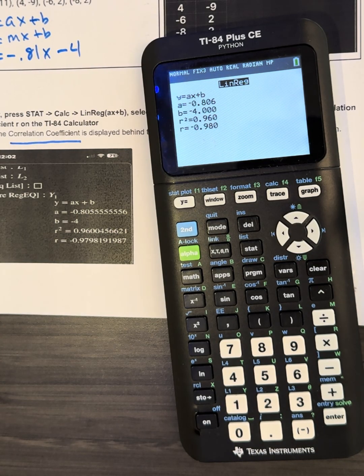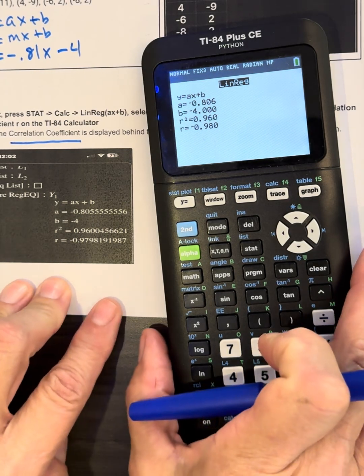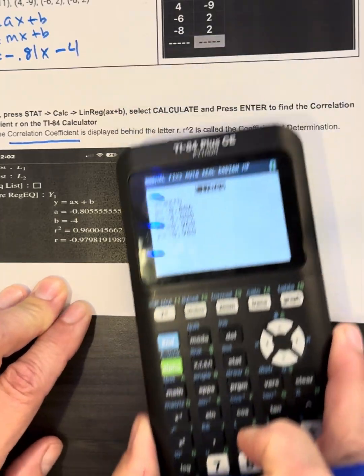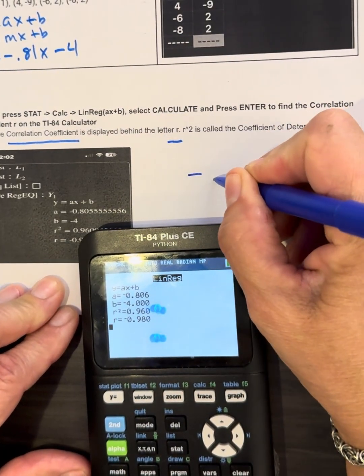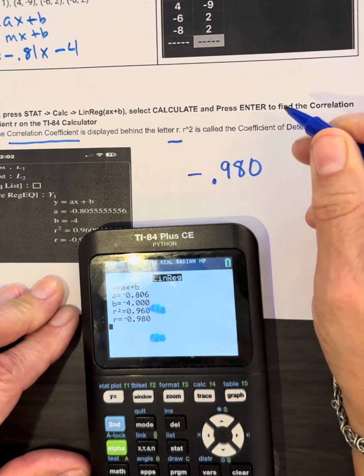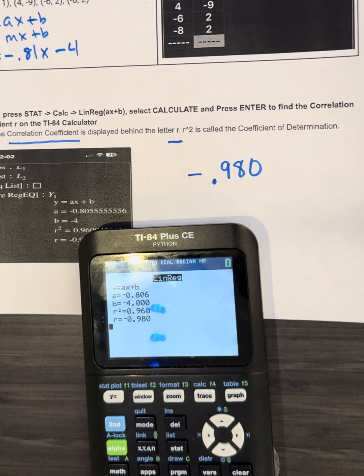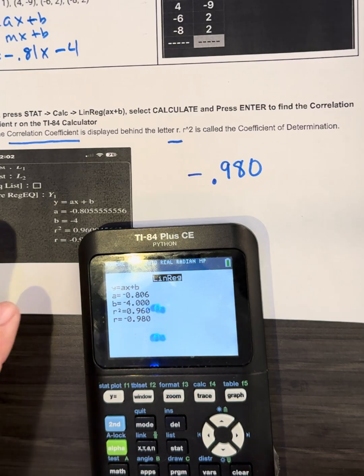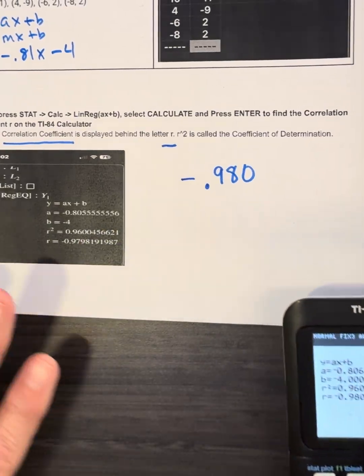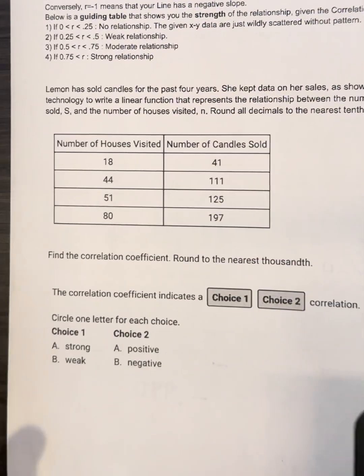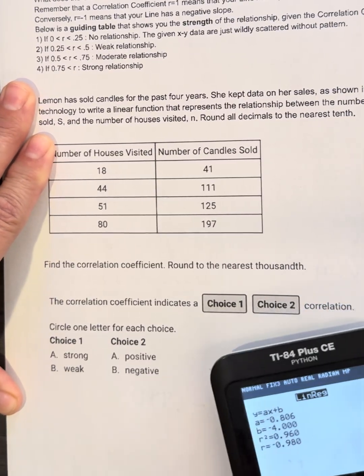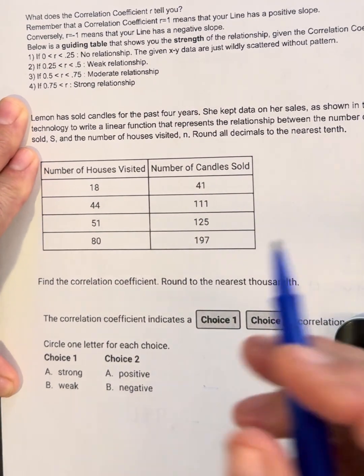So my R is what? So what would be my negative 0.980? So negative 0.980. If you like putting a 0 in front of your decimal, you certainly may. I do not. Okay?